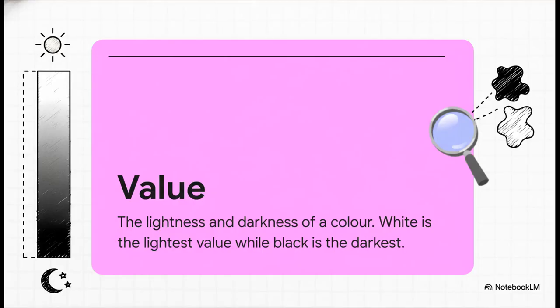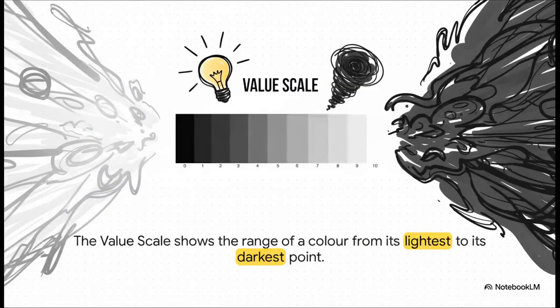Now, tied very closely to color is value. And put simply, value is just how light or how dark a color is. That's it. But it's what creates contrast, and contrast is absolutely essential for making a design easy to read and interesting to look at. Without a good range of values, a design just feels flat. This value scale shows that range perfectly. On one end, you have pure white, the lightest possible value, and on the other end, pure black, the darkest. Every single color has a value that fits somewhere on this scale. It's that contrast between the light and dark parts that gives a design depth and dimension.